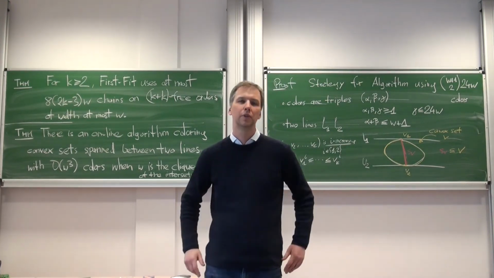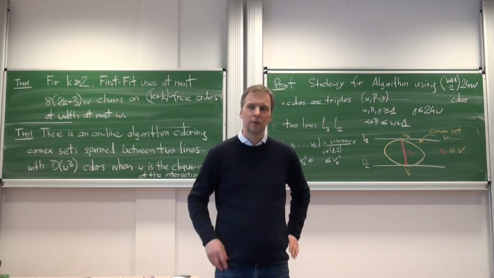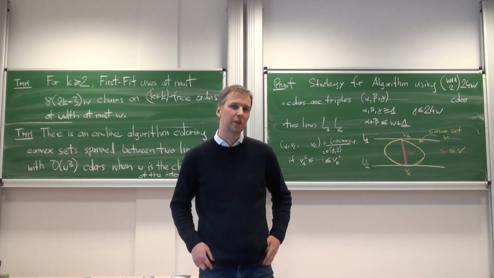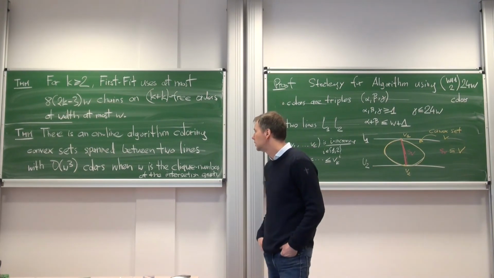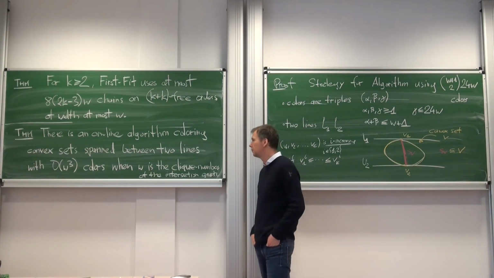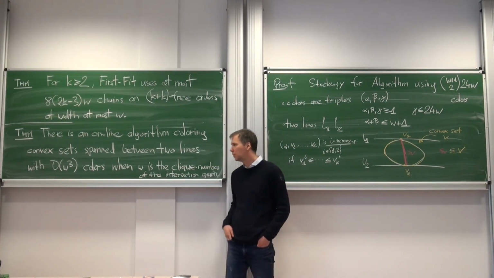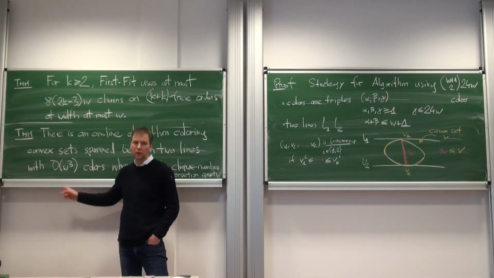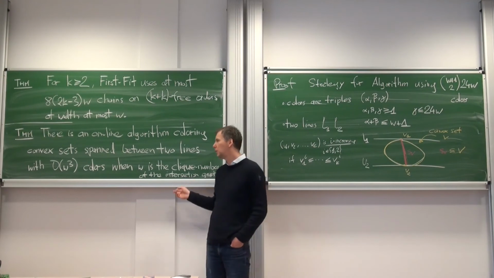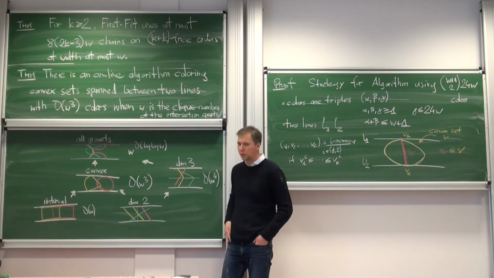I mentioned at the beginning that first fit can be used as a subroutine, and I want to conclude with this online stuff showing such a case. So we're heading for this theorem here, that we can color online convex sets spanned between two lines coming online with a number of colors that is cubic in the optimum, which is the clique number. So maybe it will become clear if we put it in the context.